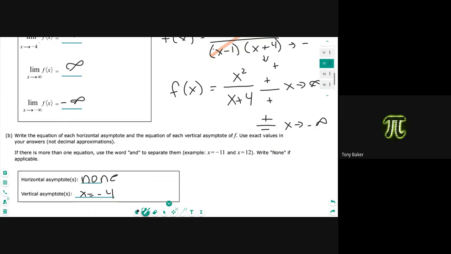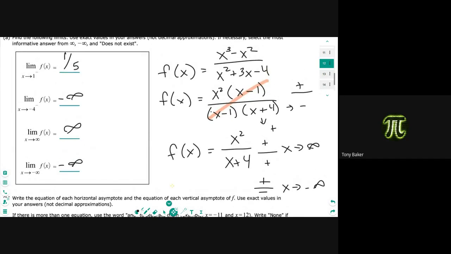Any questions with that one? How did you get x equals -4 for that? So we're really looking at, because I know it's going to go to infinity, determining if it's going to positive infinity or negative infinity, right? So really all I care about is sign. I know my x squared, no matter what number I plug in there, is always going to be positive, because squared by definition is positive.